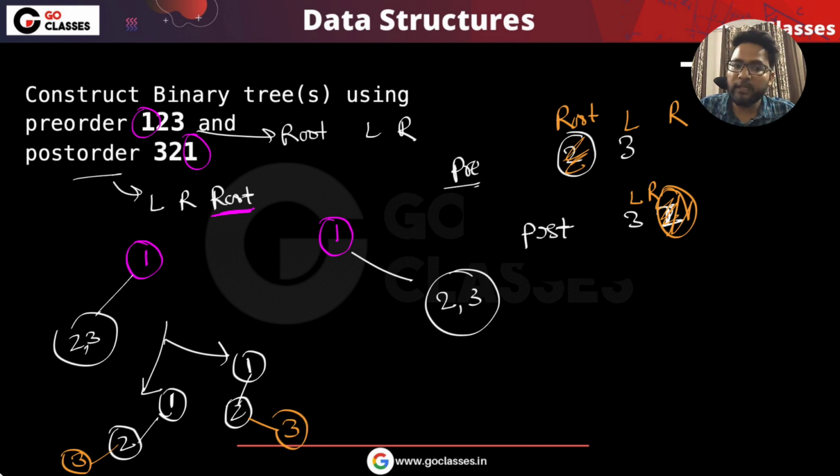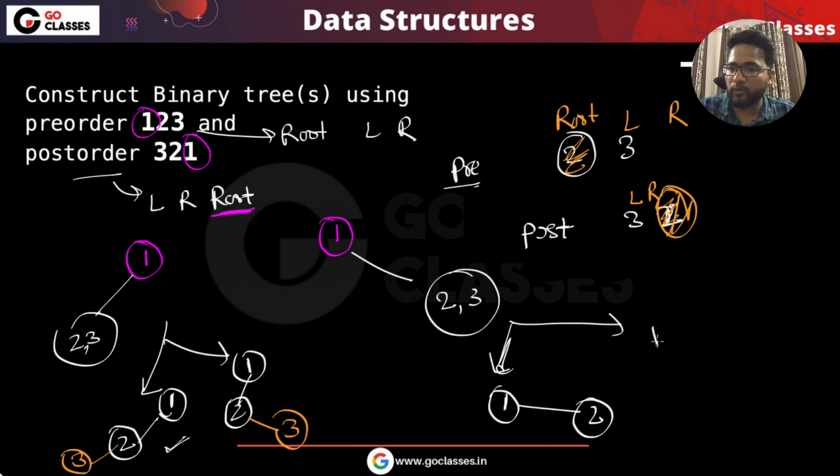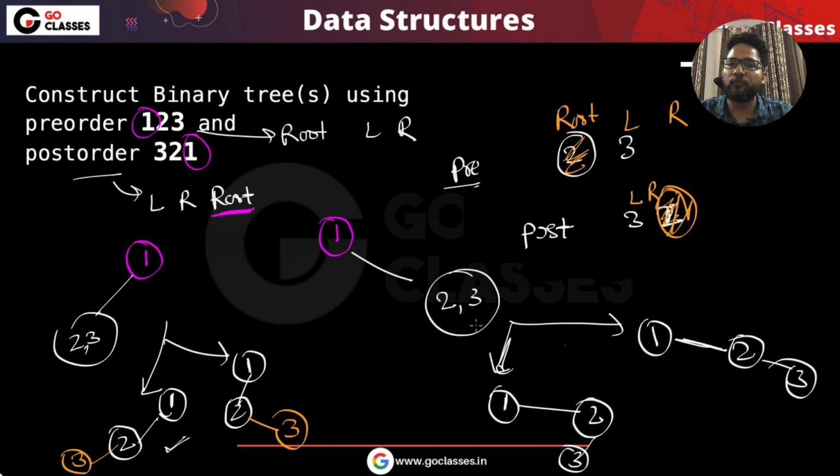If you doubt me, you can just find out the pre-order of this and the post-order of this; pre-order should match this, post-order should match this. Similarly here also there will be two possibilities, where one is fixed to be root and 2 is also fixed to be root here, right? Then again you can take this 3 as a left and also 3 as a right. So there are 4 possibilities in total. That is how you can find out the 4 trees.